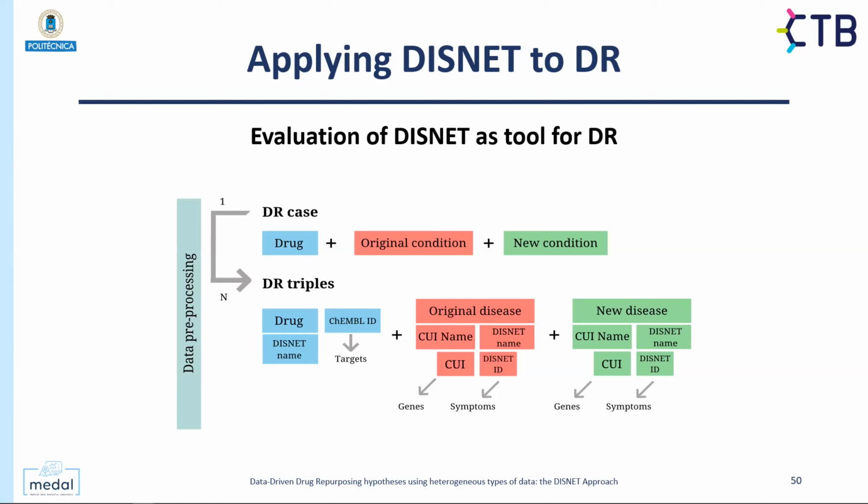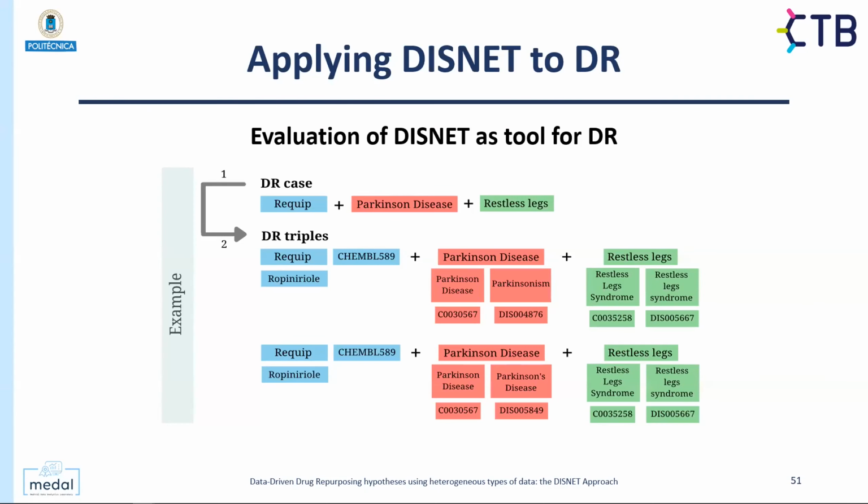For example, CUI, that is very common to be used in UMLS, the Unified Medical Language System. But we also have our own DISNET ID, and the new disease with the same. So at the end, what we do is basically something like that.